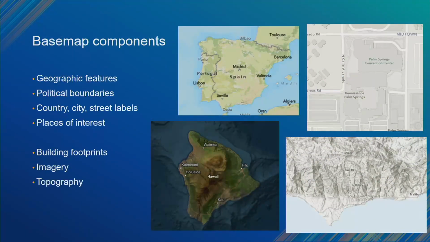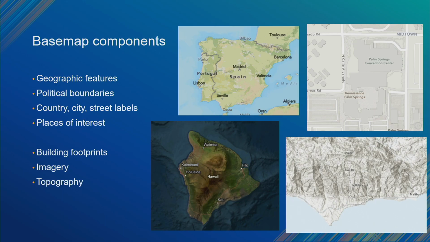What are some typical aspects of a basemap? They always include geographic features. They show continents and land masses. They show oceans. They typically also include political boundaries. So most of our basemaps include country, city, and state designations. They'll include roads and street networks, as well as building footprints for many of them. You can see in the top right it even includes the convention center that we're in right now. Some of our basemaps also include satellite imagery or topography in the form of a hillshade layer.